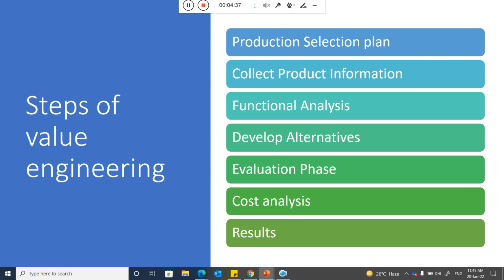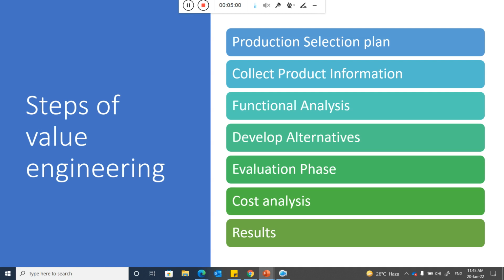In the evaluation phase you evaluate which alternative is the best. Suppose you got approximately 10 alternatives, and out of the 10 suppose only 4 are feasible to apply, then again you will check on the basis of some other criteria, and maybe you will find one or two alternatives best.